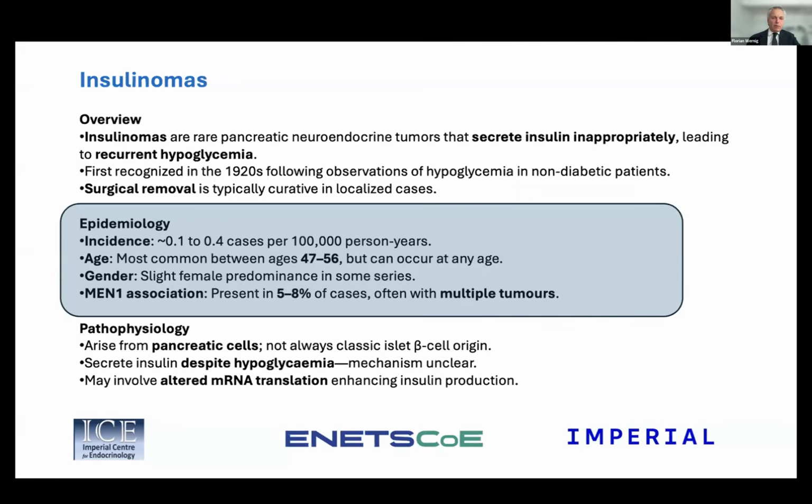There seems to be a slight female predominance in some series, and 5 to 8% of cases are associated with MEN1, and in MEN1, it's about 5 to 8% of cases of pancreatic tumors being insulinomas. If they're syndromic, then patients often present with multiple tumors, not just single tumors. The pathophysiology is not entirely clear. They secrete insulin despite hypoglycemia, arise from pancreatic cells, not always the classic islet beta cell origin, and they may involve altered messenger RNA translation enhancing insulin production.